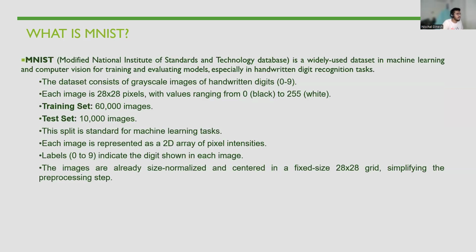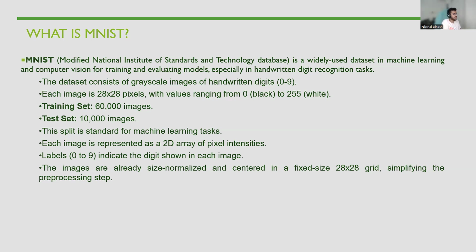Now, what is MNIST? The full form stands for Modified National Institute of Standards and Technology Database, and it is a widely used data set in machine learning and computer vision for training and evaluating models, especially for handwritten digit recognition tasks. The data set consists of grayscale images of handwritten digits 0 to 9. Each image is 28 by 28 pixels with values ranging from 0, which is completely black, to 255, which is white. You have 60,000 images in the training set, and the test set is 10,000 images.